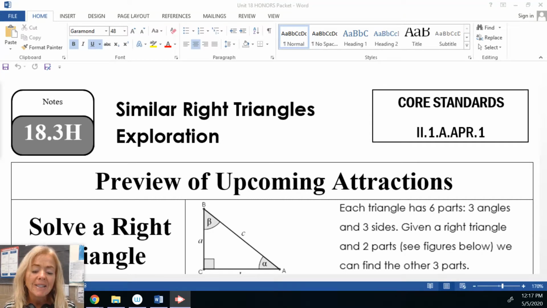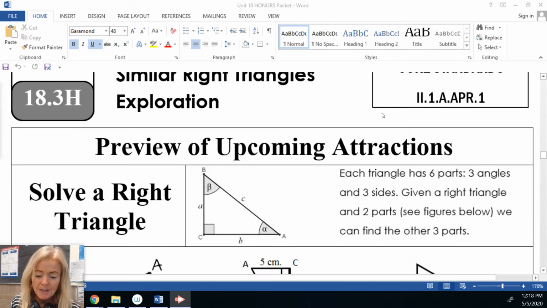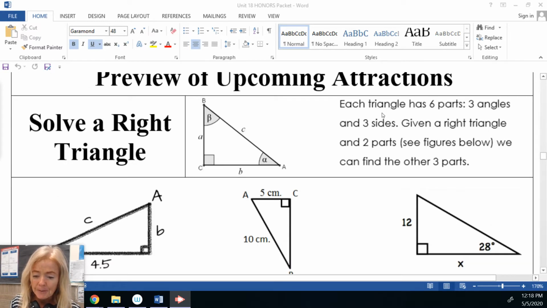Today we are doing 18.3, similar right triangles and the exploration. This is helping us understand how we use sine, cosine, and tangent, those trigonometric functions, to find sides and angles. So it's a preview of an upcoming attraction. The first thing we're going to do is look at solving a right triangle.